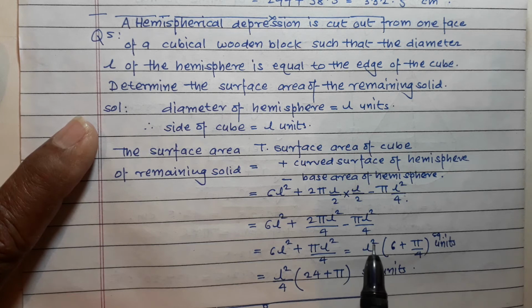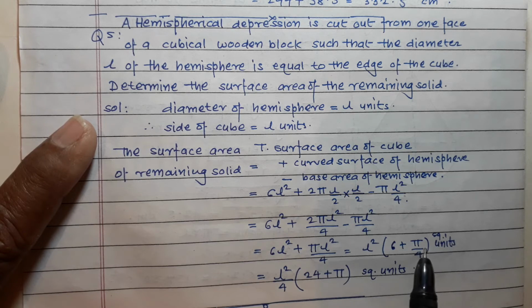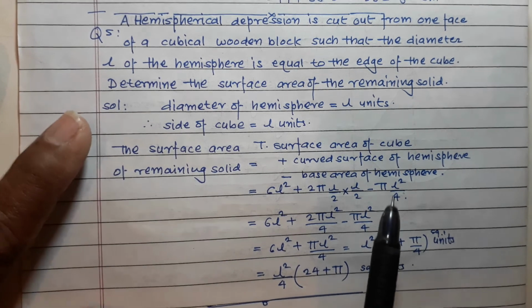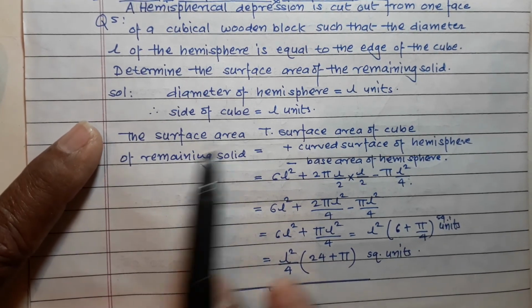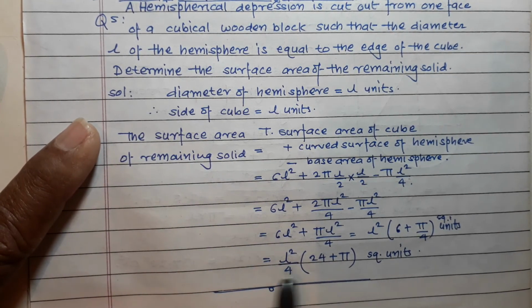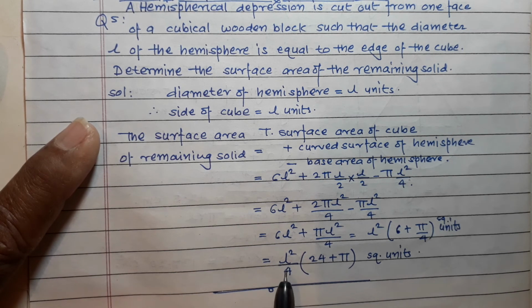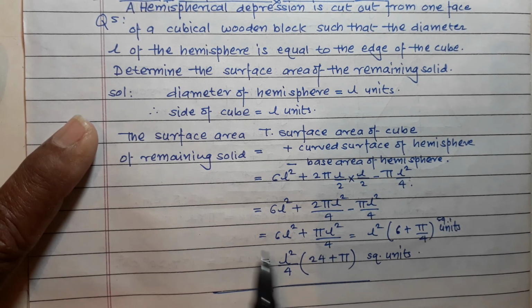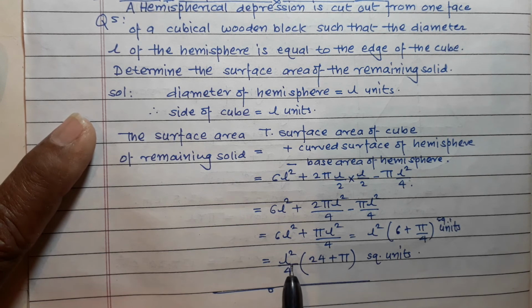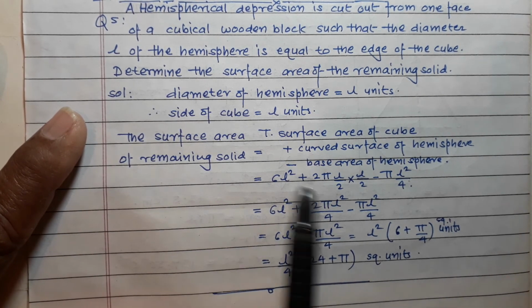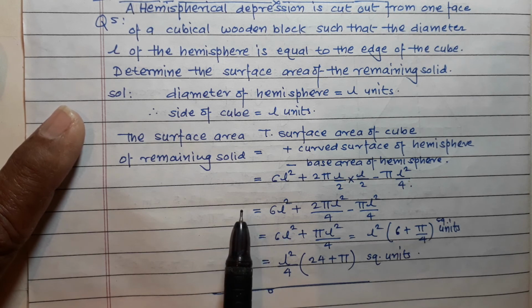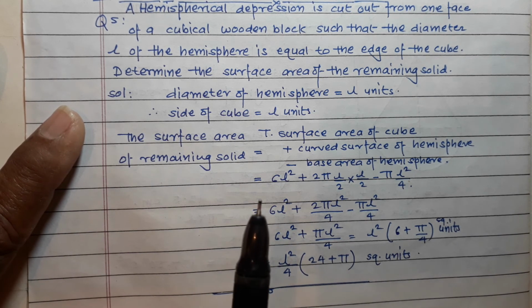Here you take l square common into bracket 6 plus pi upon 4, close that bracket, square units. Therefore the surface area of the remaining solid is equal to l square upon 4 into bracket, again you take 4 common, so l square upon 4 into bracket 24 plus pi square units. Go through this example again. It is a similar example to question number 4.